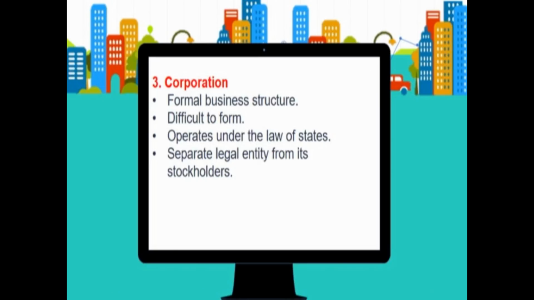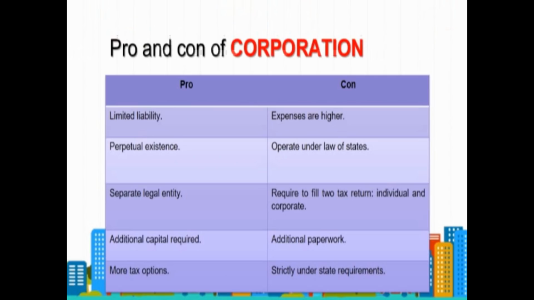Okay, so let's see the third one. The third type of organization is corporation. Corporation ni a formal business structure. It's very difficult to form because it operates under the law of the state, and they are a separate legal entity from its stockholders. Maksudnya separate legal entity ni dia tak satukan. Personal is personal, shareholder is shareholder, stockholder is stockholder. Maksudnya dia berbeza lah. Dia tak macam partnership dengan sole proprietorship tadi.